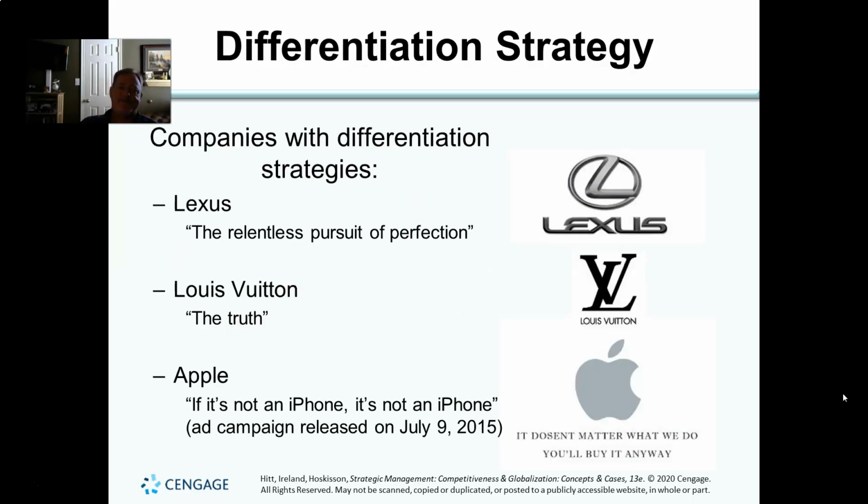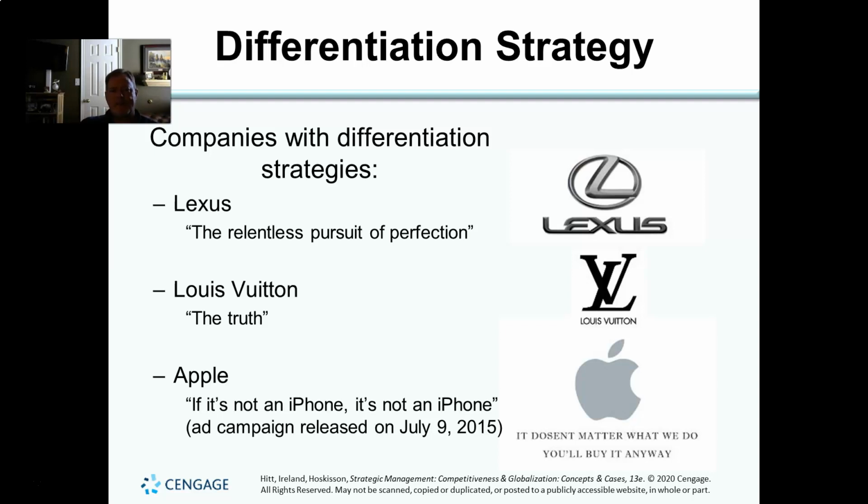So I guess the best example I can give maybe is Louis Vuitton, which, if you know your French, stands for the truth. Apple has a differentiated product. They actually had an ad campaign back in 2015 that said if it's not an iPhone, it's not an iPhone. Maybe you catch what's written under there. It doesn't matter what we do, you'll buy it anyway. And it seems like Apple certainly has a very loyal brand following, and of course I've given you the example of why Apple has such a loyal brand following, for me at least.